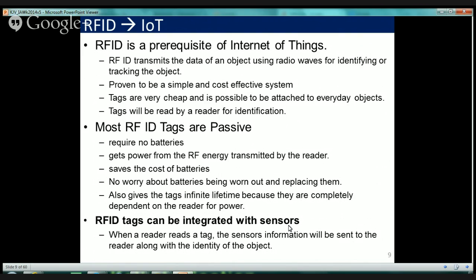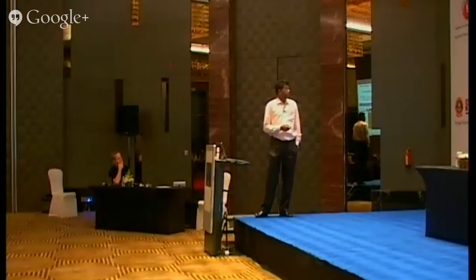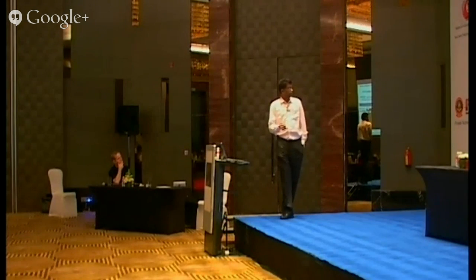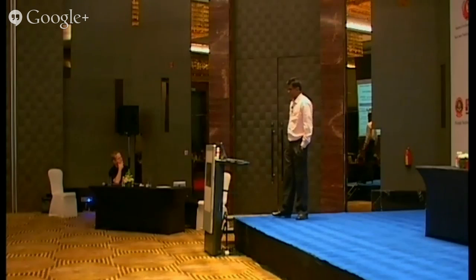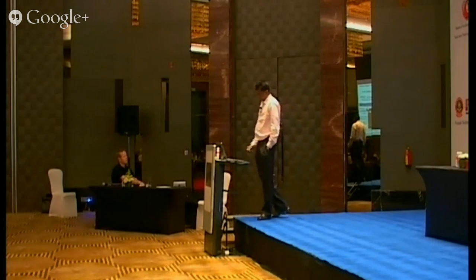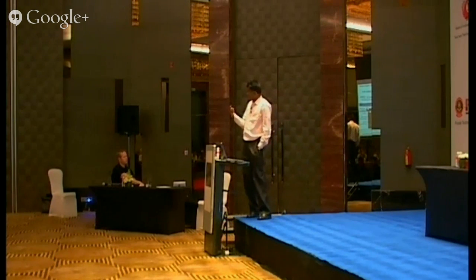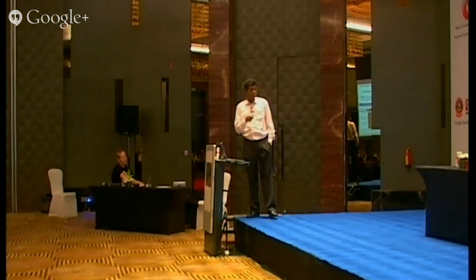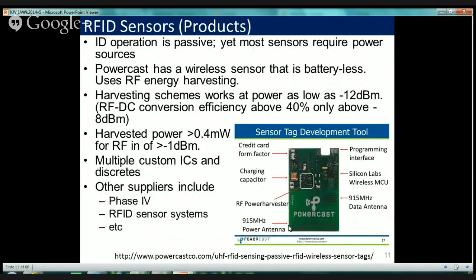And this particular system works to as low as -12 dBm, and they claim that it has efficiency all the way up to 40%, but not at -12 dBm. It is when it is at much higher power levels. And they have different modifications to it, and there are multiple other commercial suppliers for similar products which will work on a harvesting scheme.